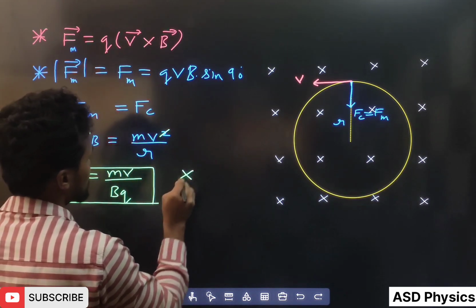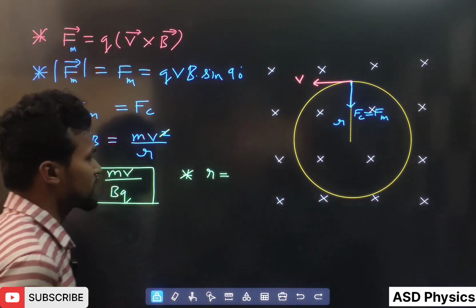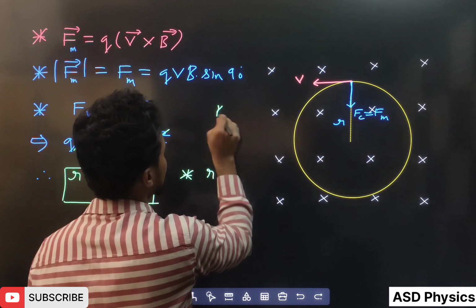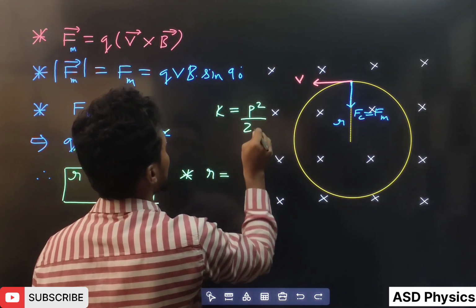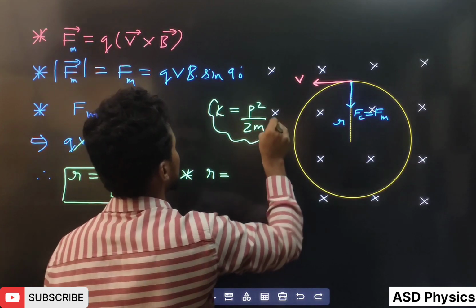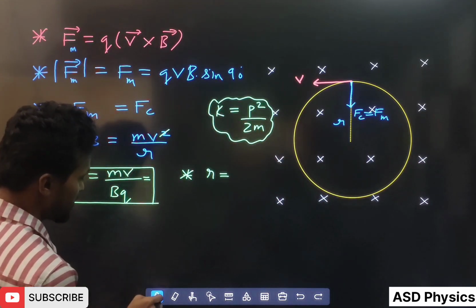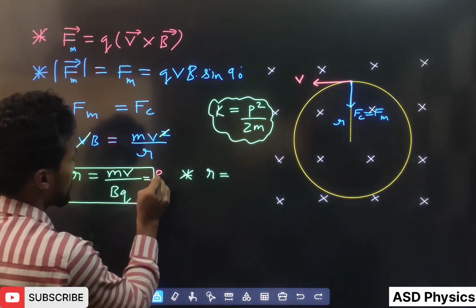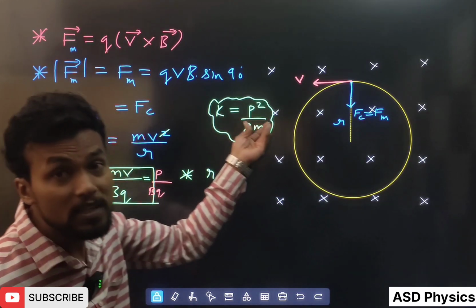After that, students, what is mv? mv is called momentum, and you know one relation from 11th: K equal to p square by 2m, where p is momentum. Even here itself you can write r equal to p by BQ, where p is the momentum. Now from here, p will come what?